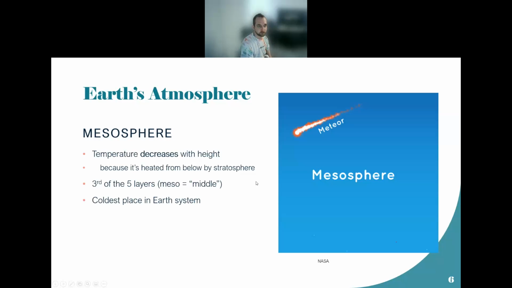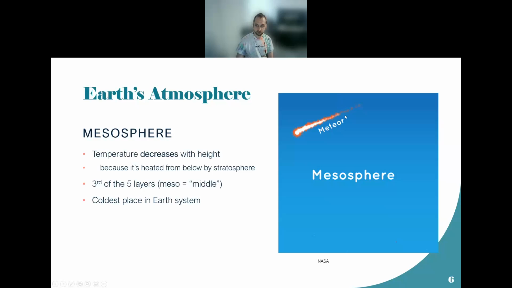The next layer up is the mesosphere. Here, temperature decreases with height, just like the troposphere. Instead of being heated from below by the Earth, though, it's being heated from below by the stratosphere. It's called the mesosphere because it's the middle layer, the third of the 5 layers of the atmosphere. And this has the coldest place in the entire Earth system. The top of the mesosphere, everything below it is hotter, and everything above it is also hotter.